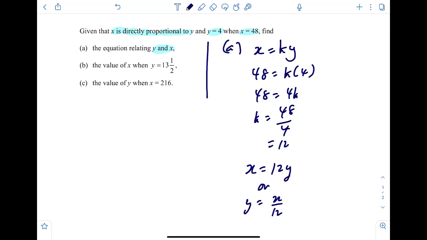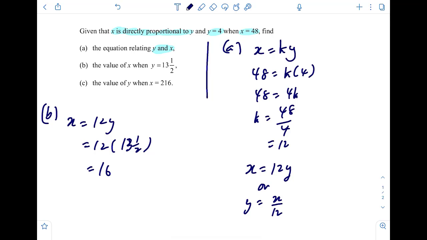Both are fine. Now for part B, find the value of x when y is 13.5. X is equal to 12y, right? So 12 times 13.5 is 162. Alright, that's the answer for part B.